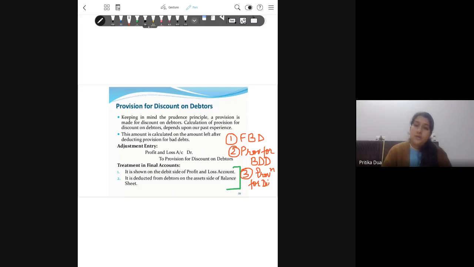Provision for discount is dealt at the end, so which means when you have to calculate the amount of provision for discount on debtors, आप debtors में से पहले further bad debts minus करोगे, फिर provision for bad debts minus करोगे और फिर जो आपके पास net amount of debtors बचेगी उस पर आप provision for discount on debtors calculate करोगे.